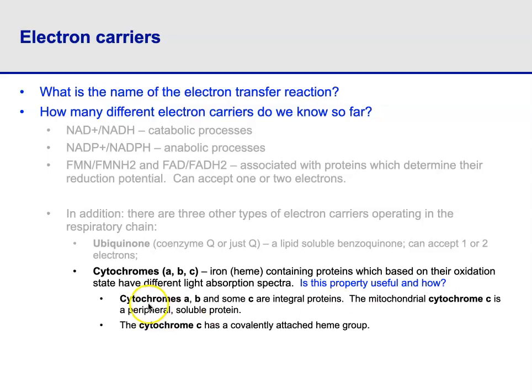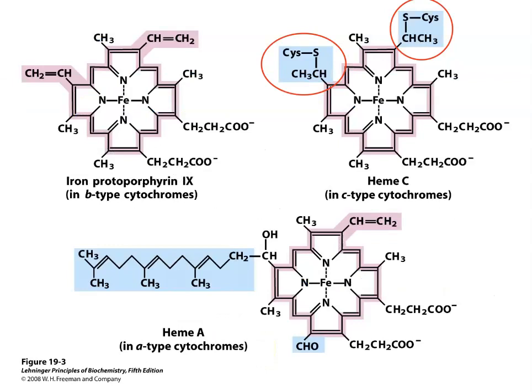Okay, so cytochrome A and B and some of the cytochrome C's are actually integral proteins, but the mitochondrial cytochrome C is a peripheral soluble protein. It means it's not permanently attached to a protein complex, and we'll see that when we talk about complex 3 and 4. Also, cytochrome C has a covalently attached heme group. This is the structure of the heme group that is part of the cytochromes. You've seen a similar structure when we've talked about hemoglobin.